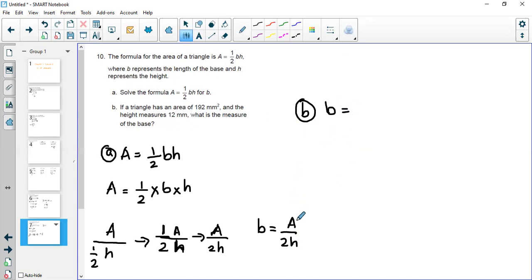B equals, in place of A we write 192 because they said the area is 192, divided by 2 multiplied by H, and the value of H is 12. 2 multiplied by 12, so what's this going to give you? 192 divided by 24. 2 multiplied by 12 is 24, right? Now, what do you think is going to be the answer? How much is 192 divided by 24? How do you find out?